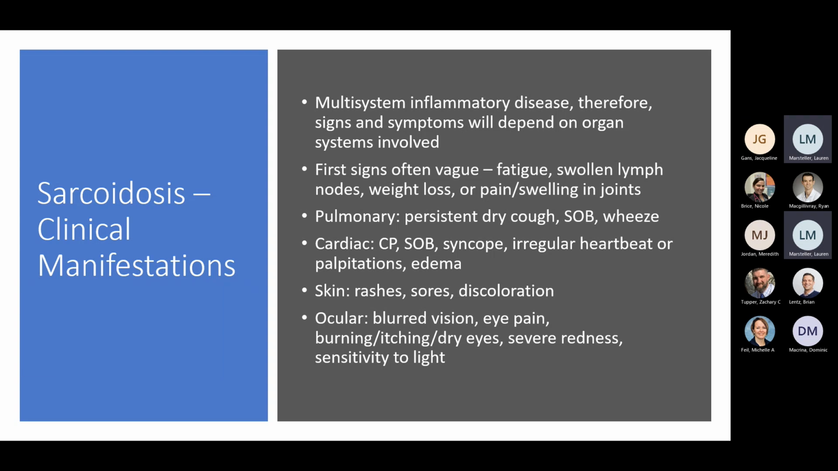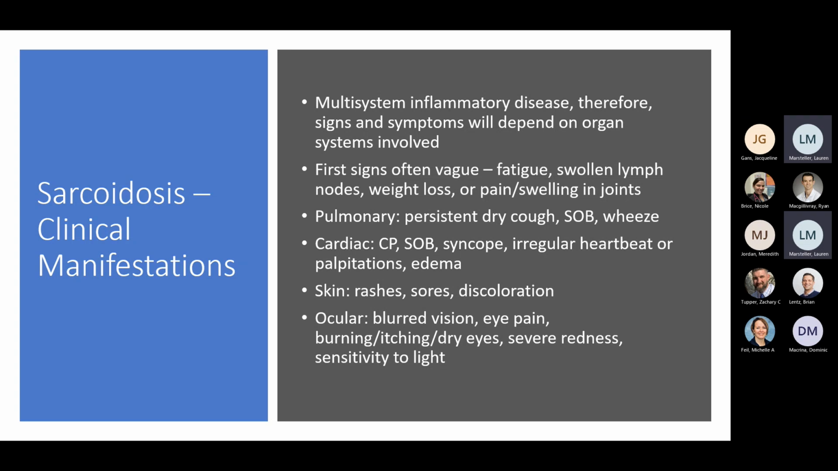So this is like reiteration here, but it's multi-system. And the signs and symptoms really will depend on what organ system is involved. A patient may present initially with vague symptoms, like as mentioned here, fatigue, swollen lymph nodes, weight loss, or painful swollen joints, which obviously could be anything. But they may also have these pulmonary complaints. They may have a persistent dry cough, shortness of breath, wheezing, which hopefully would prompt a provider to get a chest x-ray that might show some abnormalities and lead to further testing.